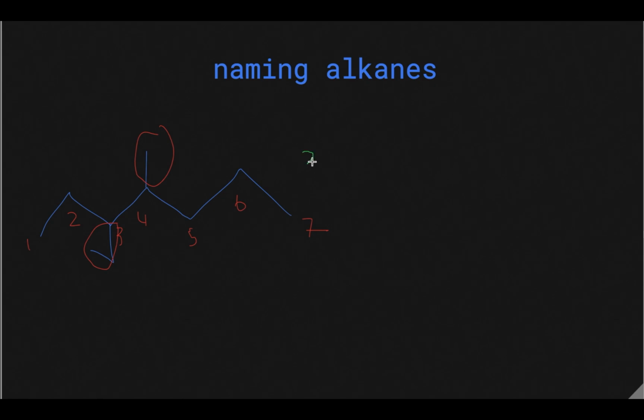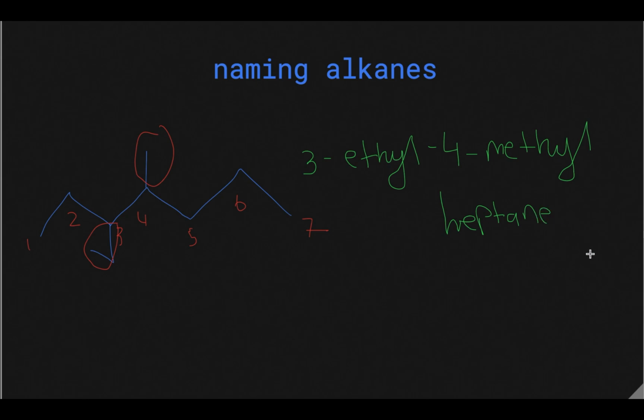So this is going to be 3 dash ethyl dash 4 dash methyl. And sorry, I might need to move down here. And this over here is a heptane. So note that if you have more space, unlike me, you're not supposed to have a gap between the methyl and heptane. You want it to be all one word. Okay?